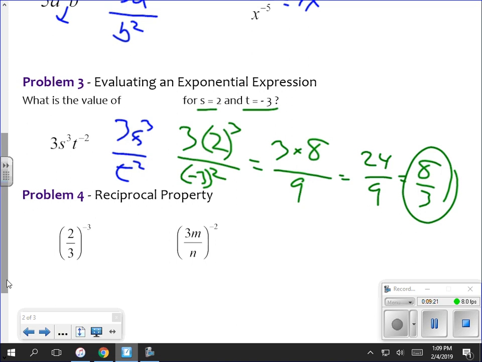Big thing on that one is you plug them in. Get rid of the negative exponents first. Plug your numbers in. Remember, you raise numbers to powers before you multiply. So I take 2 and cube it before I multiply it times 3. You don't do 3 times 2 and then cube that. You take 2 and cube it, then multiply it times 3.